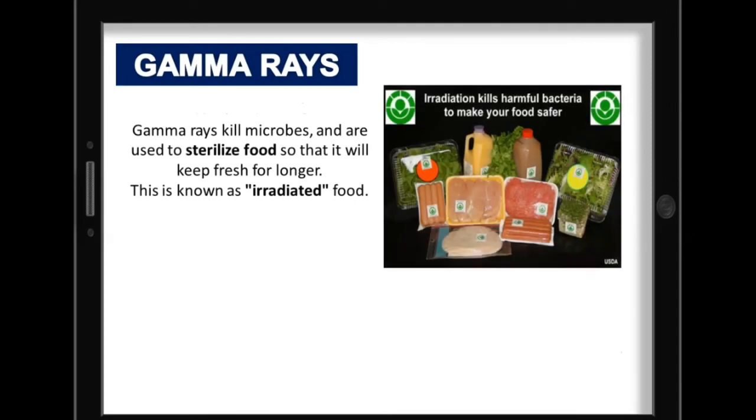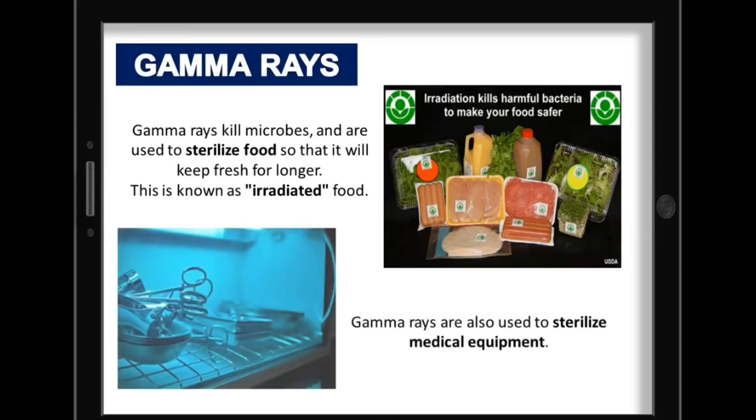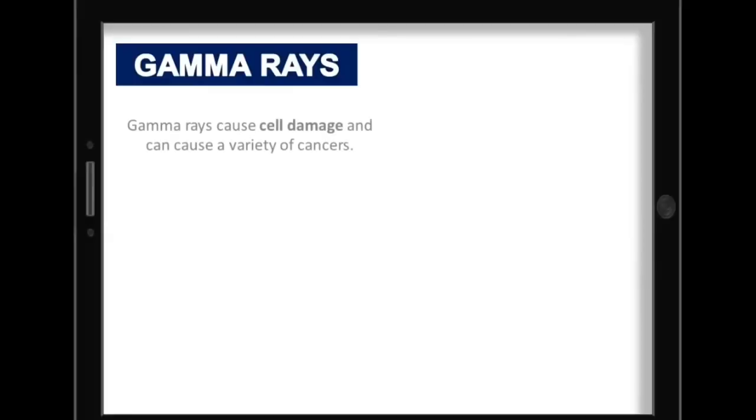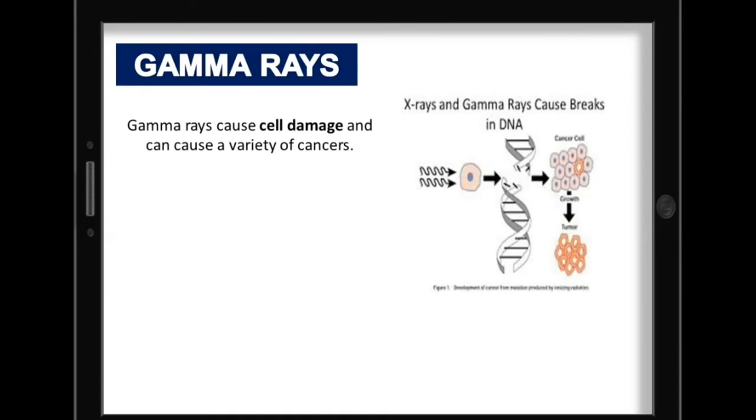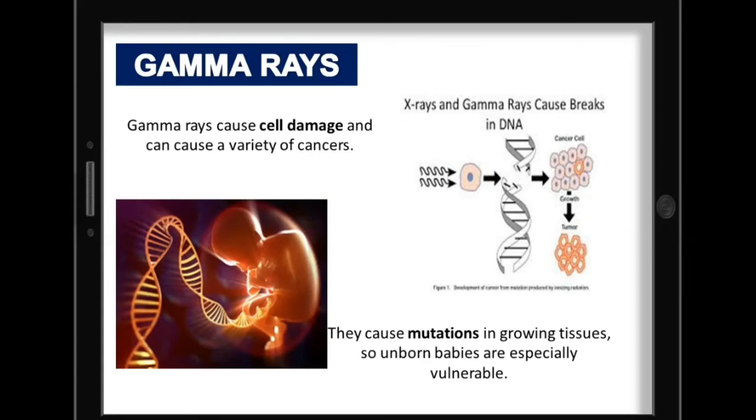Gamma rays kill microbes and are used to sterilize food so that it will keep fresh for longer. This is known as irradiated food. Gamma rays are also used to sterilize medical equipment. Gamma rays are dangerous in that they cause cell damage and can cause a variety of cancers. They cause mutations in growing tissues, so unborn babies are especially vulnerable.